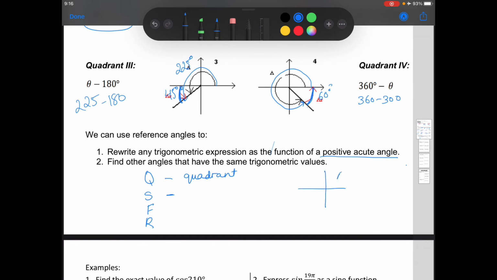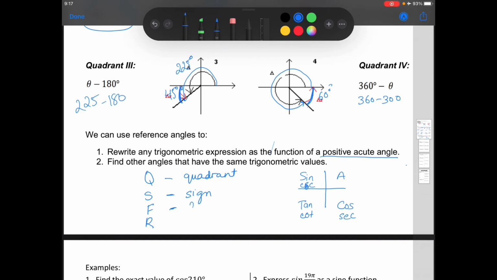S is going to be the sign. How do I determine the sign? Going back to your ASTC: All Students Take Calculus. All trig functions are positive in the first; sine and cosecant are positive in the second, which means the other four are negative. Tangent and cotangent are positive in the third, meaning sine, cosecant, cosine, and secant are negative. And cosine and secant are positive in the fourth. So S stands for the sign, depending on what quadrant you ended in.